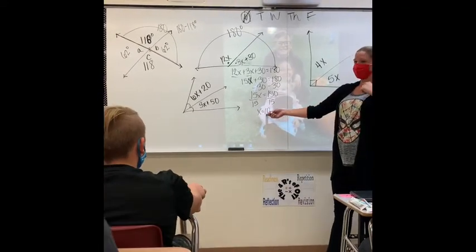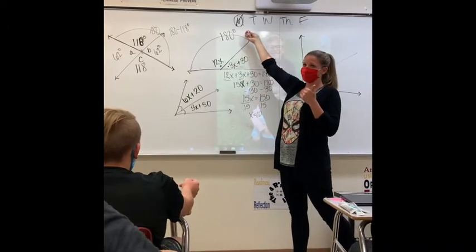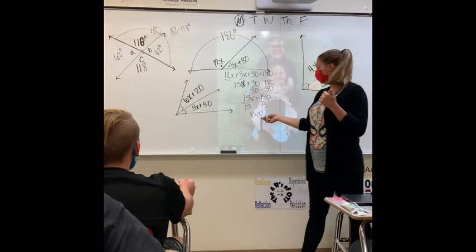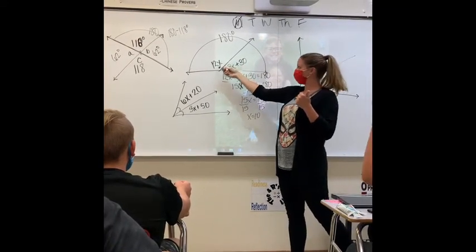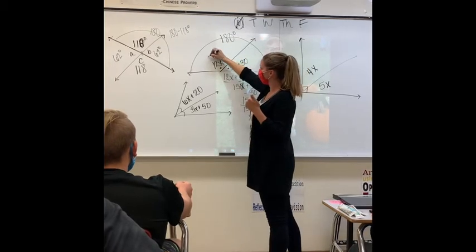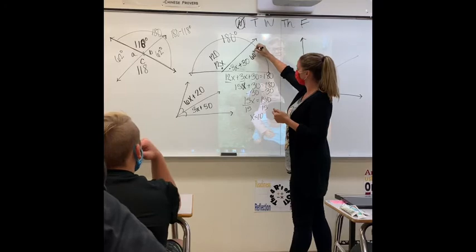Now on your quiz, they might ask you to find x, or they might ask what the measure of the angle is, or they might ask for both. Knowing that x is 10, how do I find the angle? Plug it in. 12 times 10 is 120, so I know that this has to be 60 degrees.